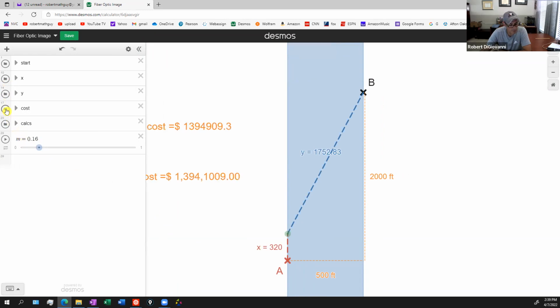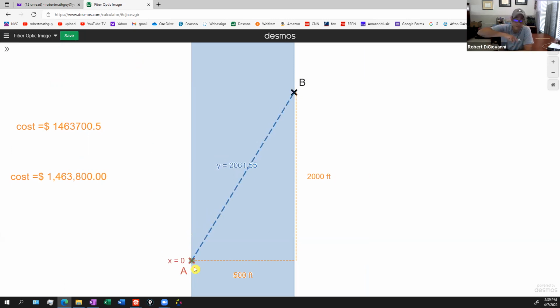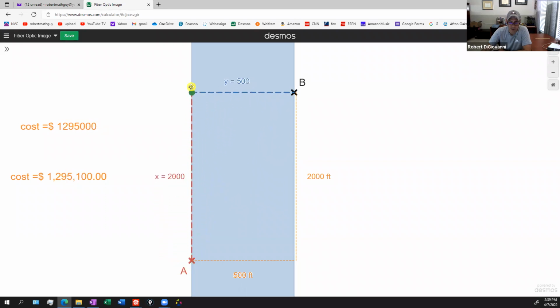I'll bring this up now because I already have the computer doing this for us. Right now, what you're going to see here is the cost. Let's just look at this top one. Right now, it's like $1 million. If I do this scenario and just go straight from A to B, all underwater, it's going to cost my company $1,463,700. If I move this and go to this extreme, it's going to cost $1,295,000.